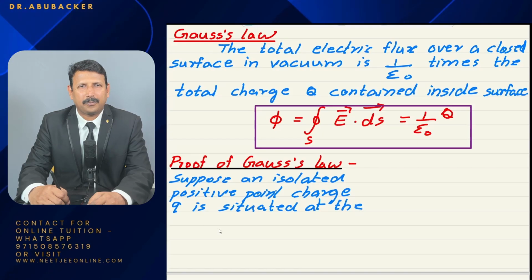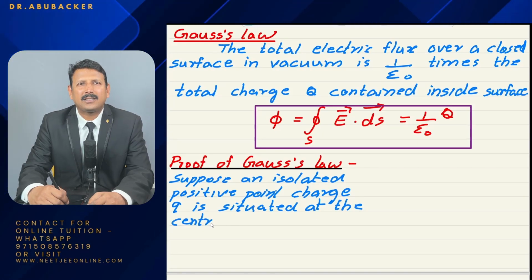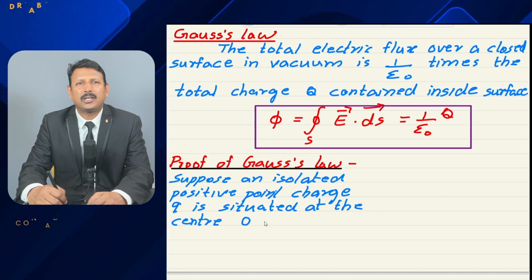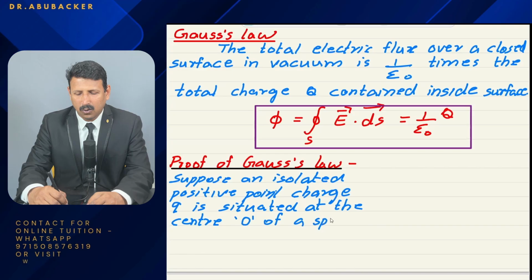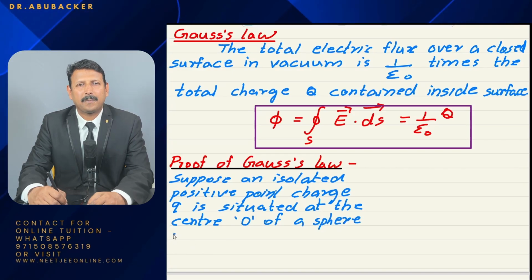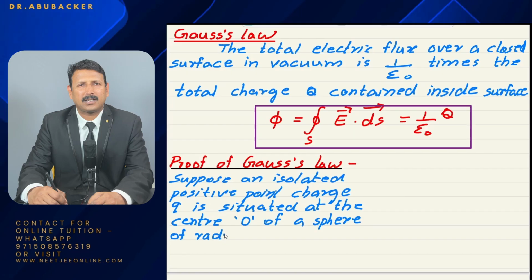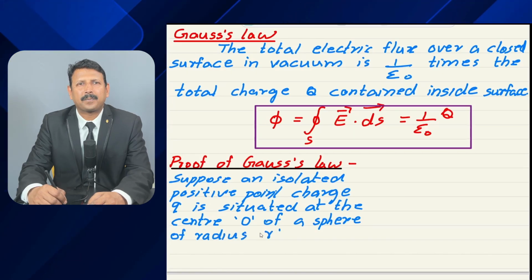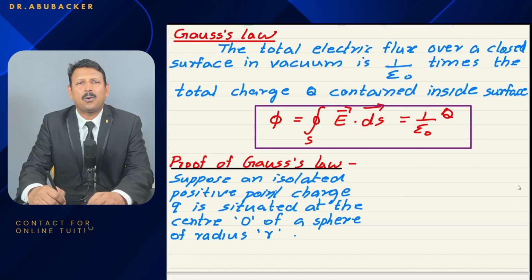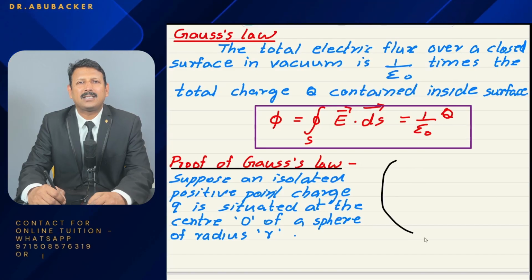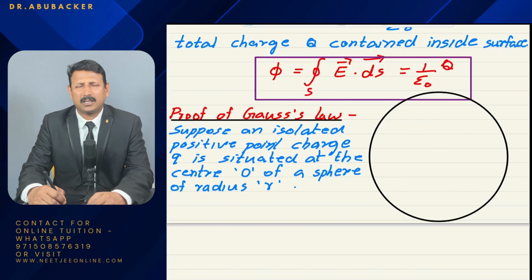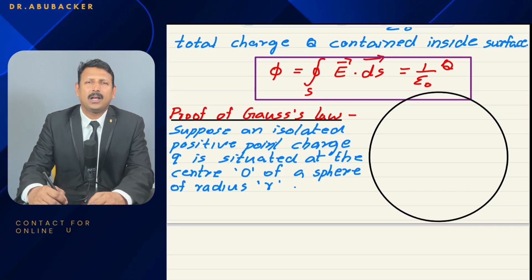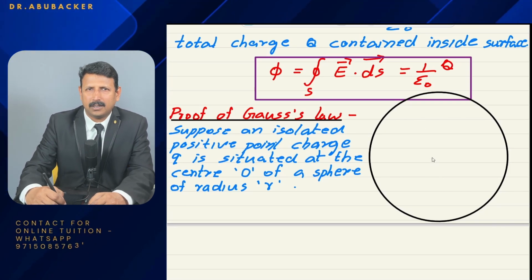Now proof of Gauss's law. Suppose an isolated positive point charge Q is situated at the center O of a sphere of radius capital letter R, okay. So what I wrote here, suppose an isolated positive point charge Q is situated at the center O of the sphere of radius capital letter R. I like to present capital, small letter r is also fine, there is no problem in that one, okay. Now draw one circle, completed now.